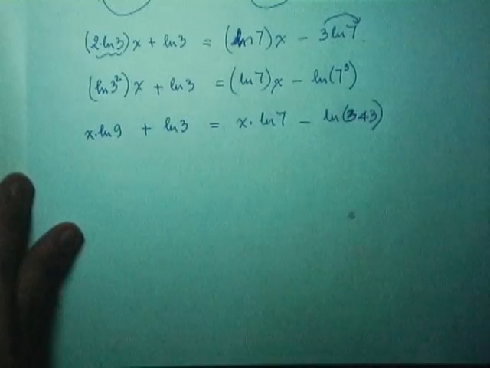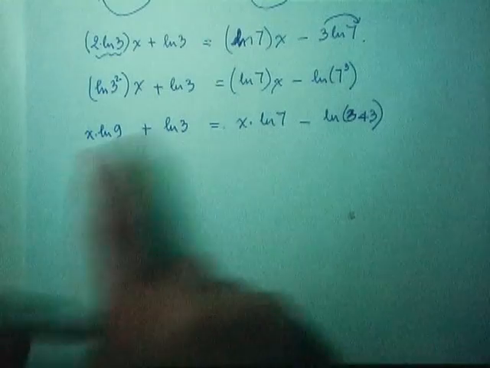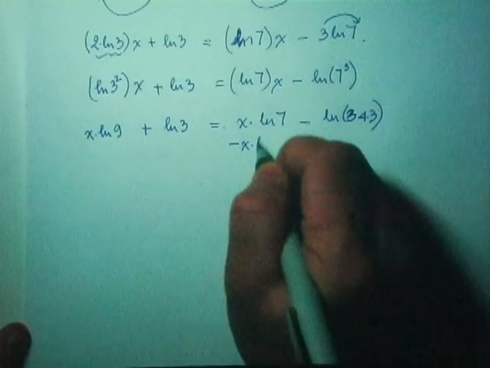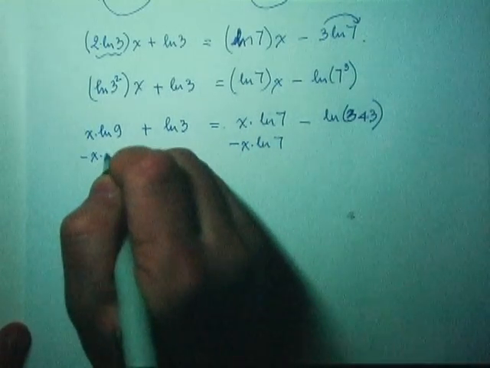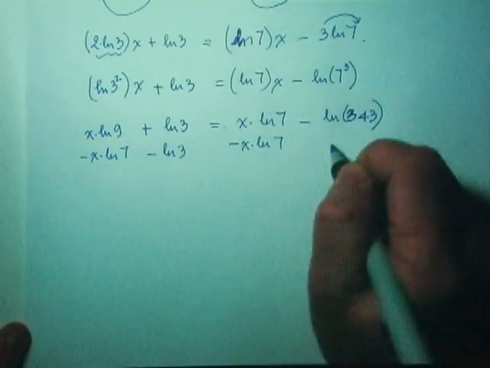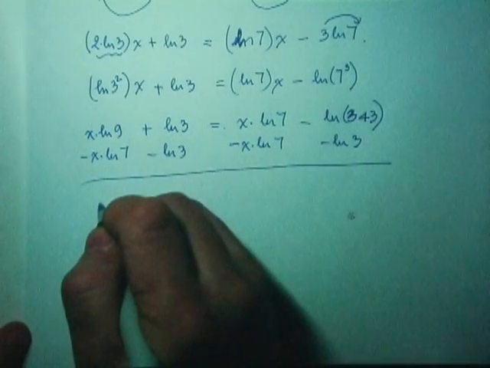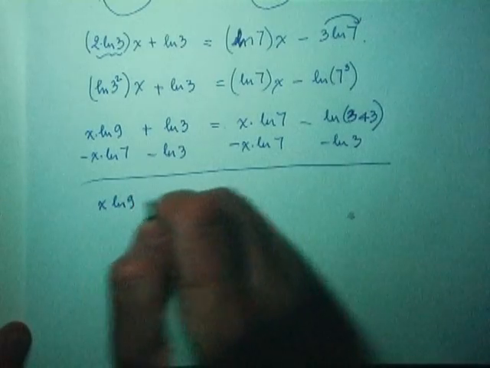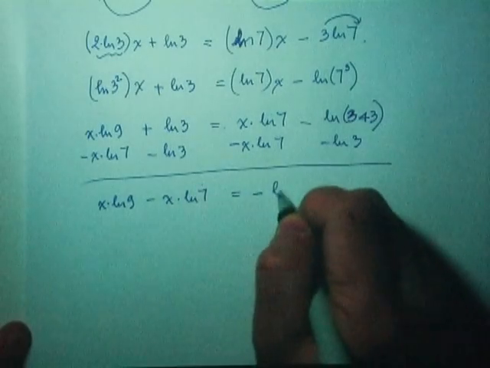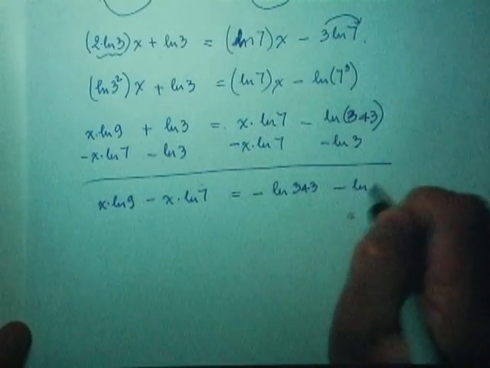Okay, and so now at this point, I'm going to have to collect like terms. The like terms here are x times natural log 9 and x times natural log 7. So I would subtract x times natural log 7 from both sides. And then I'm also going to subtract natural log of 3 from both sides. And my next step here would contain x times natural log of 9 minus x times natural log of 7 equals minus natural log of 343 minus natural log of 3.